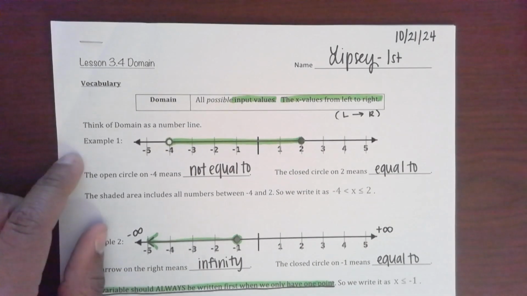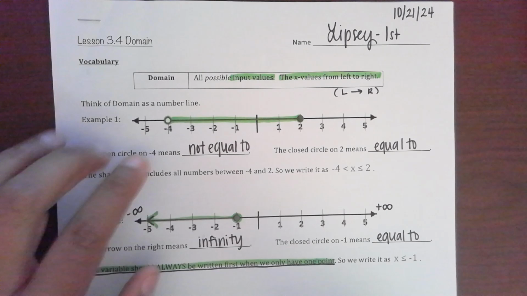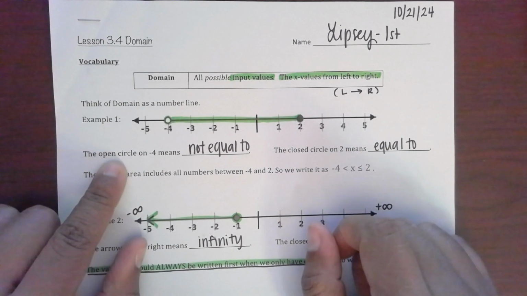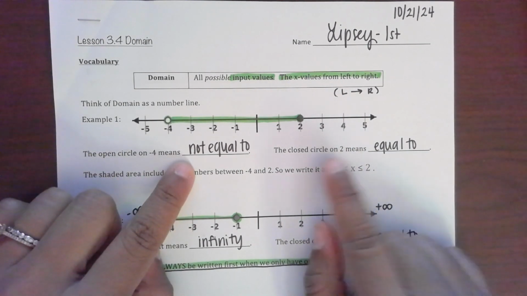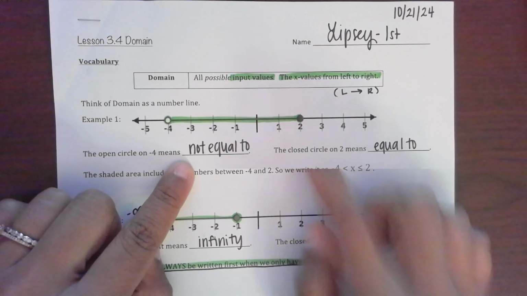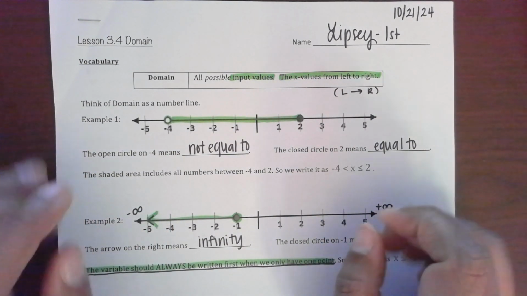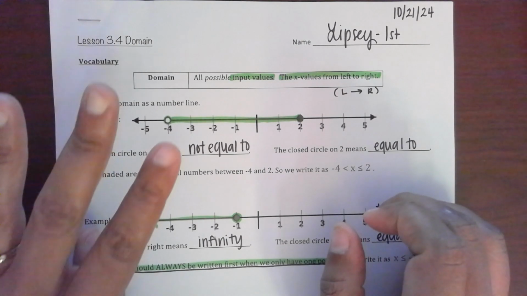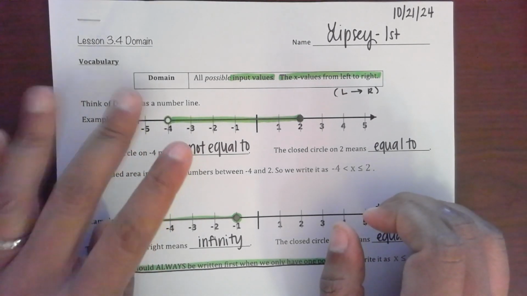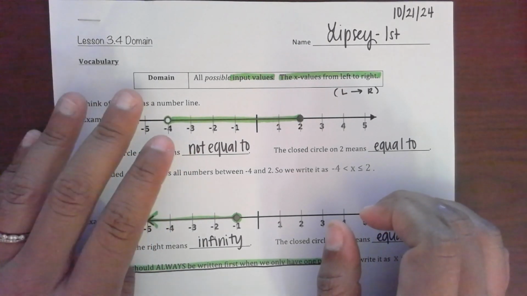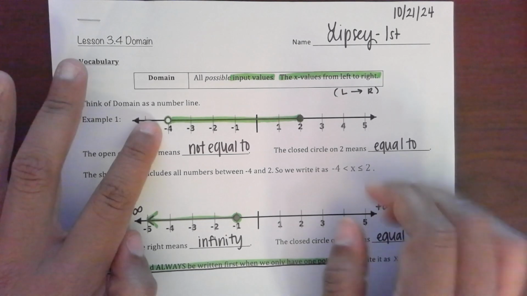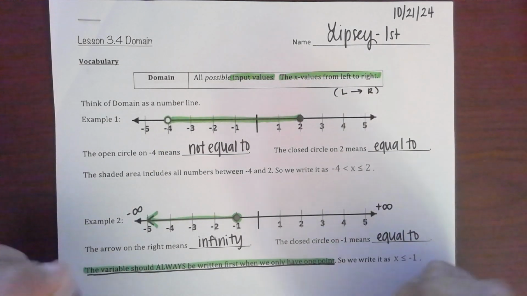So if I'm looking at example number 1, I'm dealing with two endpoints, where the open circle on -4 means not equal to, and the closed circle on 2 means equal to. That means think inequality. We have inequalities, we have 4 basic symbols. We have greater than, less than, greater than or equal to, or less than or equal to. When you think open and closed, that's the equal to or the not equal to.